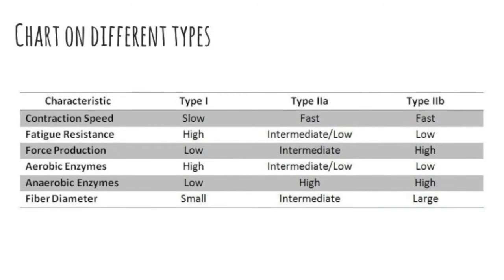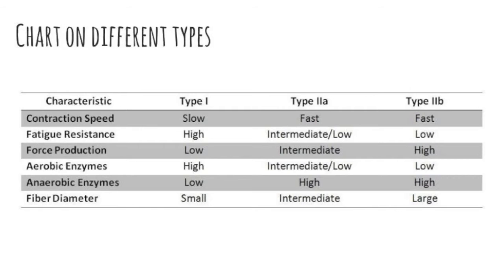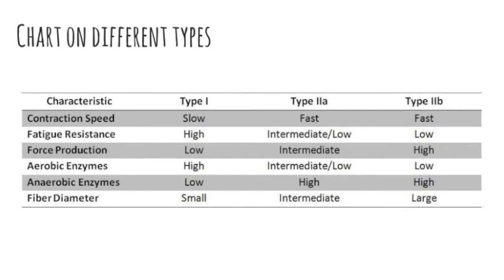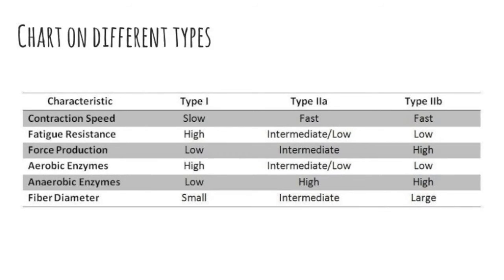For a chart on different types of muscle fibers, the contraction speed for type 1 is slow, for type 2A is fast, and for type 2B it's fast. For fatigue resistance, type 1 is high, type 2A is intermediate or low, and type 2B is low. For force production, type 1 is low, type 2A is intermediate, and type 2B is high.